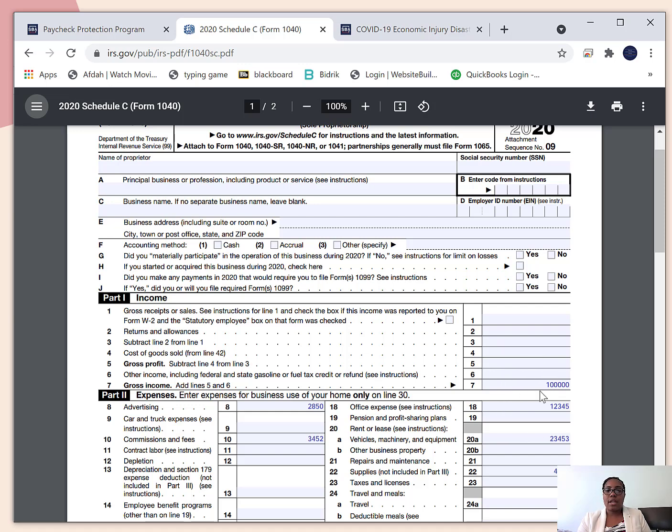I would advise you to get a tax professional to help you with these things so that you can fill out all of this information correctly and do your due diligence so you can tap into this awesome funding.